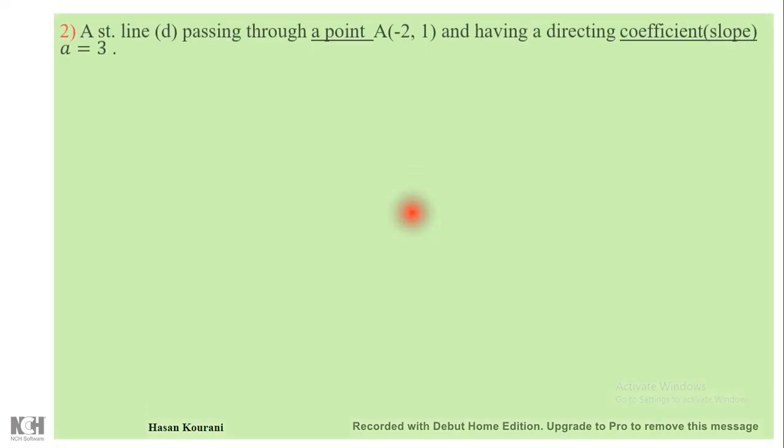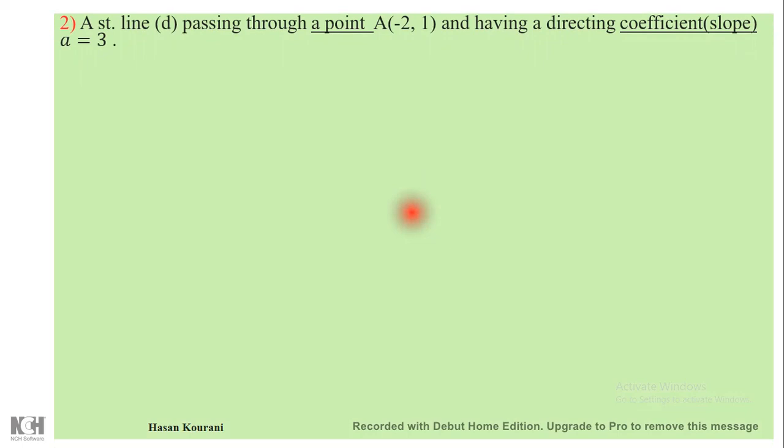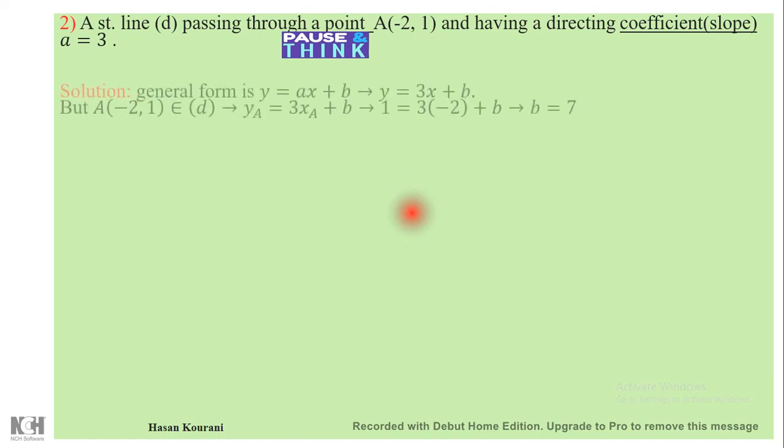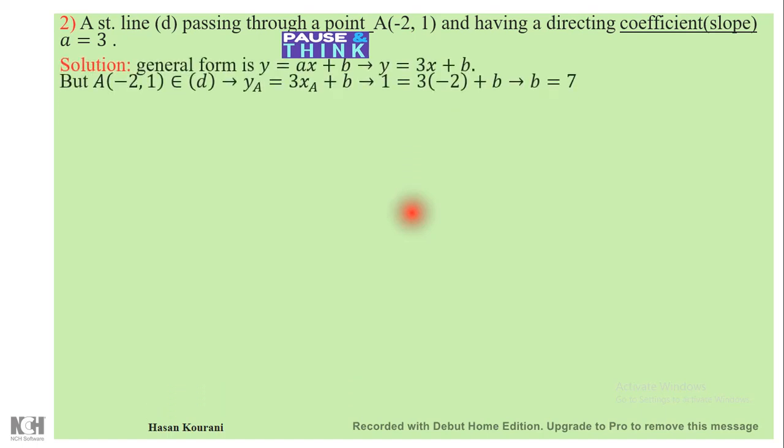Well, let's see the second example. Here we have a straight line passing through a point (-2, 1) and having a directing coefficient, which is in fact the slope, a equal 3. The solution here, it's preferable to think about the reduced equation.